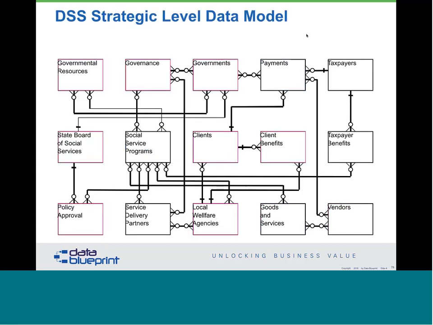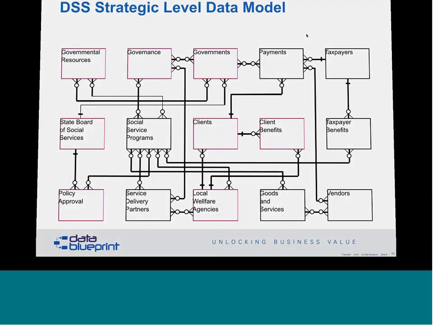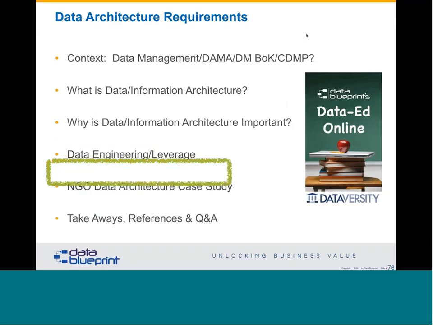And when we put all of those pieces together, we have a very articulate description of the information architecture required to provide social service programs to people in the Commonwealth of Virginia. Let's go into a specific case study now.